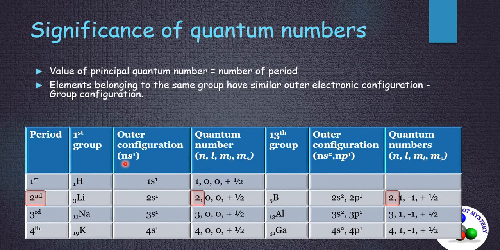Now assign the principal quantum number of the last electron of lithium. It is 2 and it belongs to the second period. Similarly, sodium belongs to the third period, and the principal quantum number of its last electron is also 3. Now we can generalize it as the value of principal quantum number is equal to the number of the period. Since all the elements have similar outer configuration, they have similar values of azimuthal quantum number, magnetic quantum number and spin quantum number.